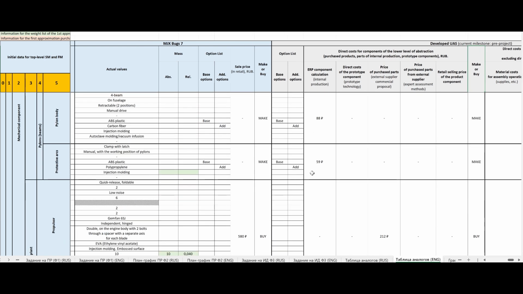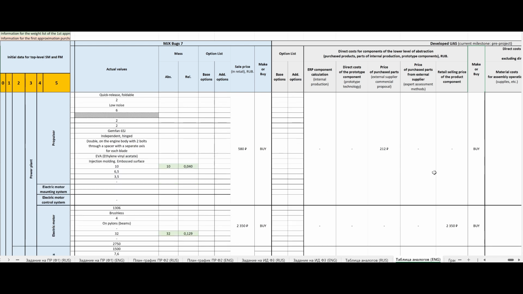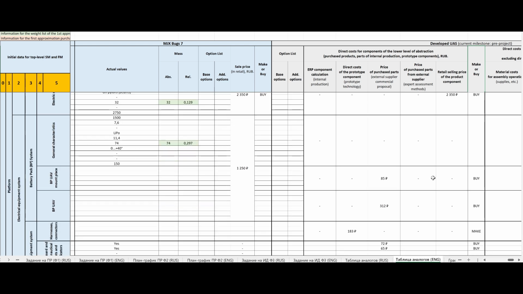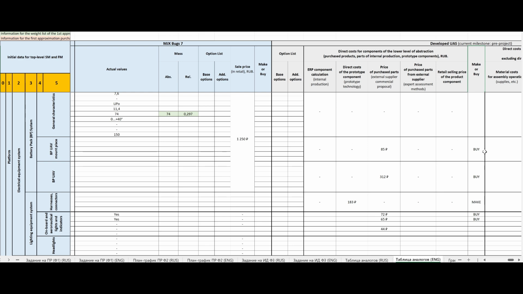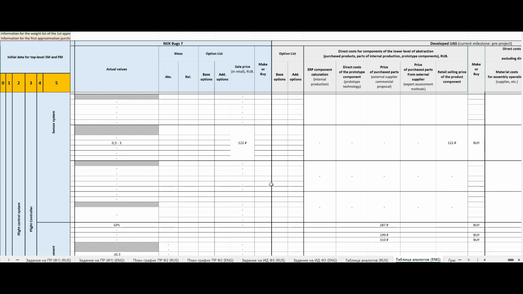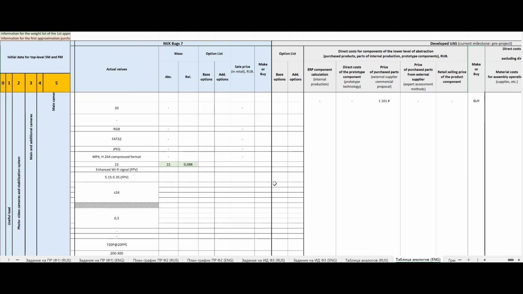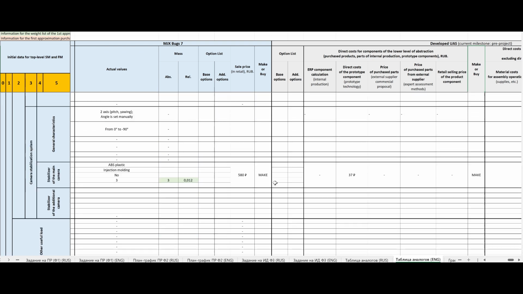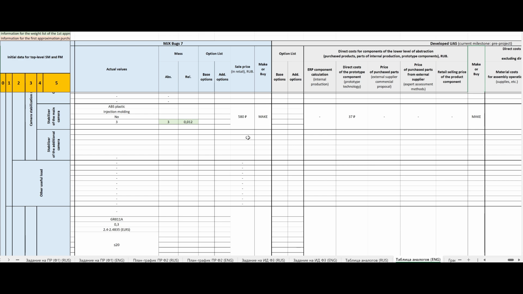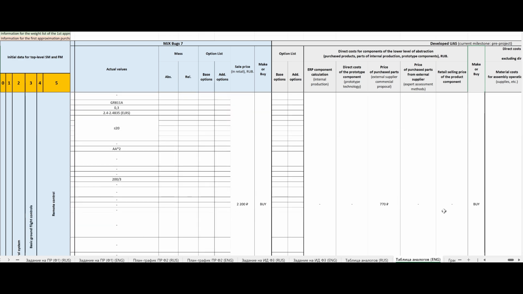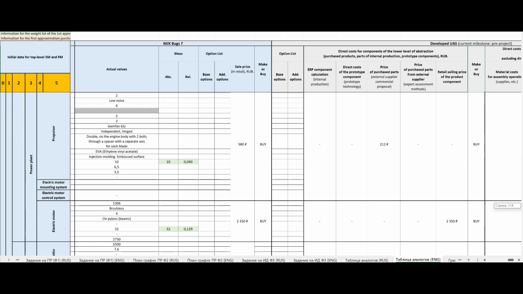those that can be attributed either to basic or additional options depending on the model and pricing strategy of the product, based on the information in the columns of the basic or additional option list and make or buy. Further separate documents are formed in these areas. In particular, a list of purchased products and a list of purchased products approved for use.